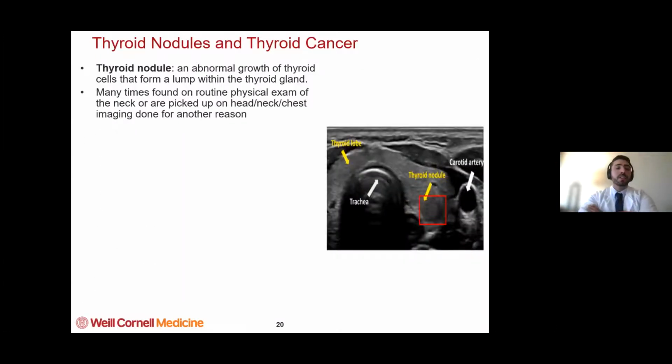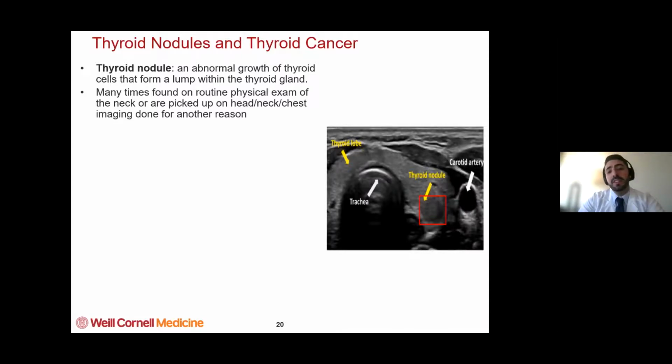Okay, so to first clarify, a thyroid nodule is defined as an abnormal growth of the thyroid cells that forms a lump within the thyroid gland. Many times these growths are picked up on a routine physical exam, as in the case of our patient. But they also may be picked up incidentally on imaging of the head, neck, or chest that's done for some other reason, and it may be noted that the patient has a thyroid nodule.